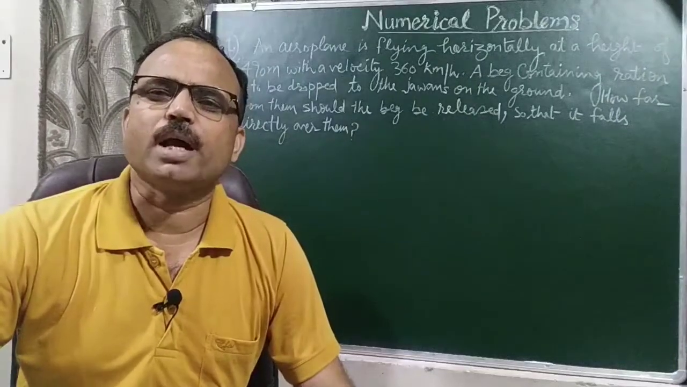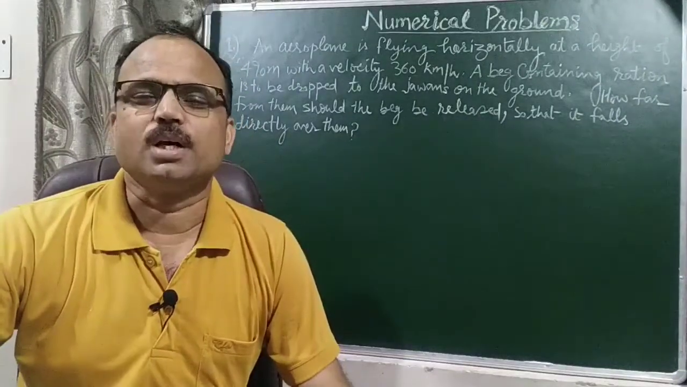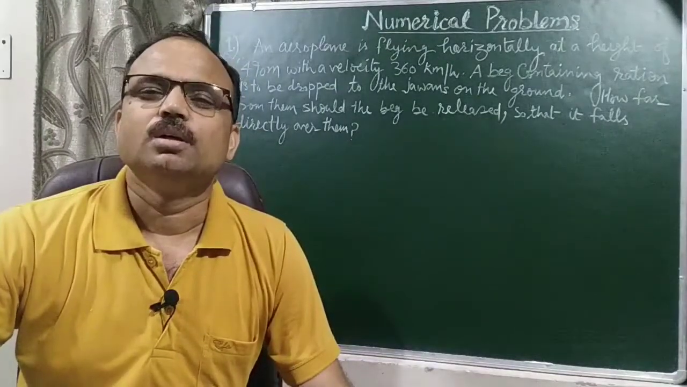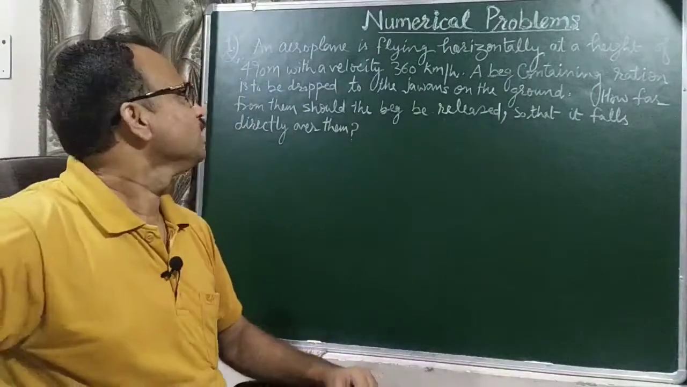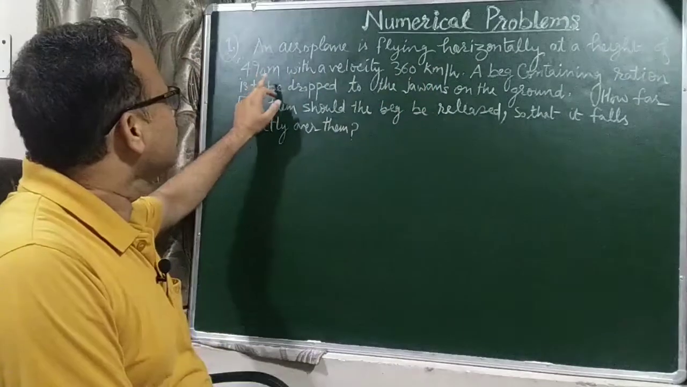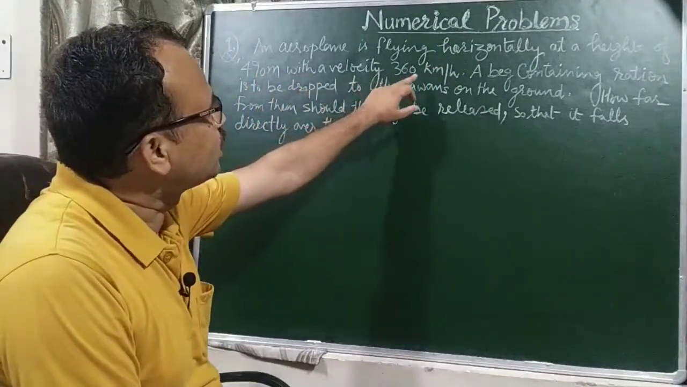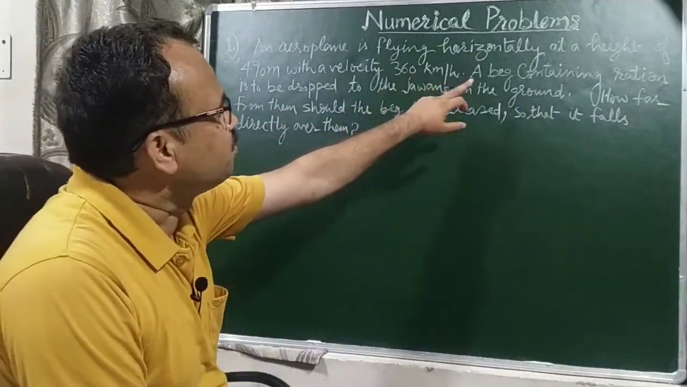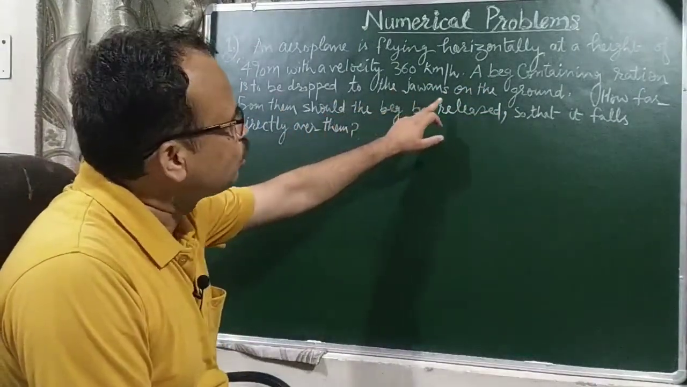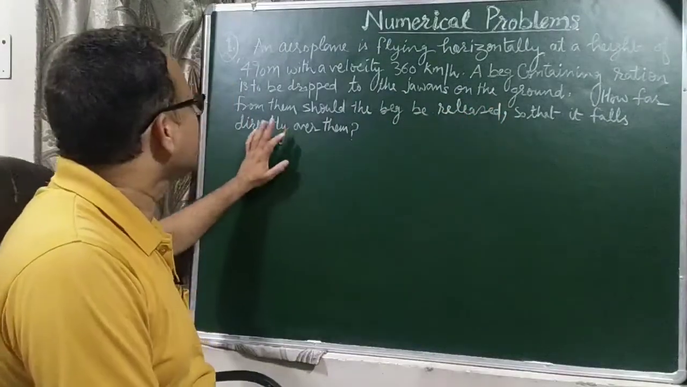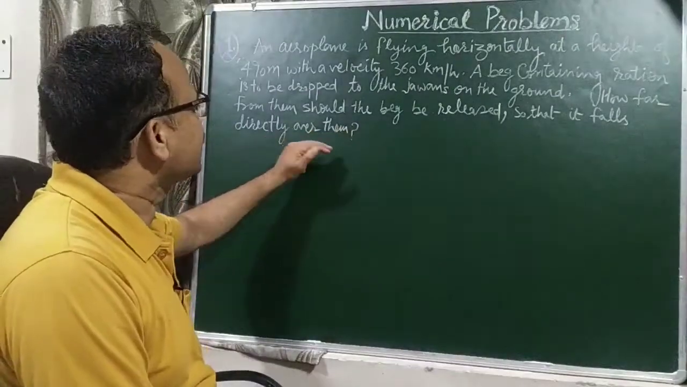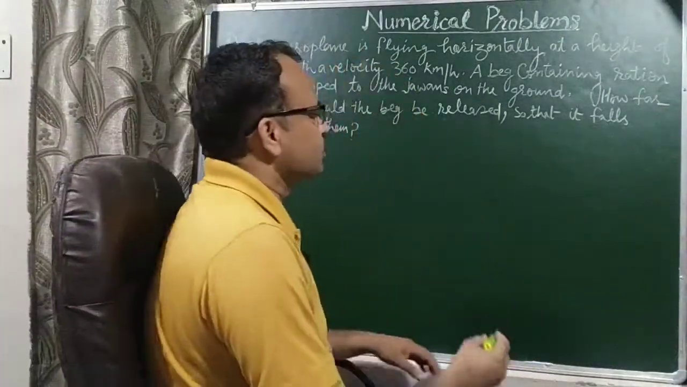Good morning students. Today I am going to start numericals which are based on a projectile fired parallel to the horizontal. To begin with, the first numerical: an aeroplane is flying horizontally at a height of 490 meters with a velocity of 360 km per hour. A bag containing ration is to be dropped to the Jawans on the ground. How far from them should the bag be released so that it falls directly over them? So now see the situation.